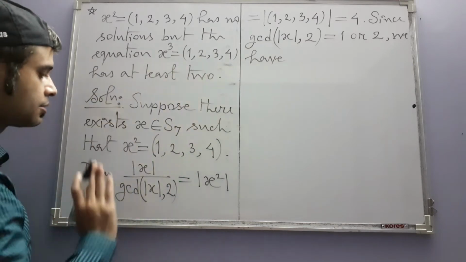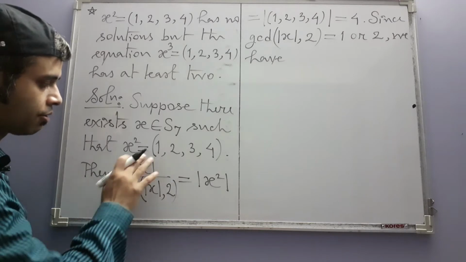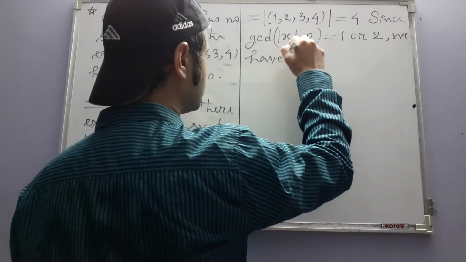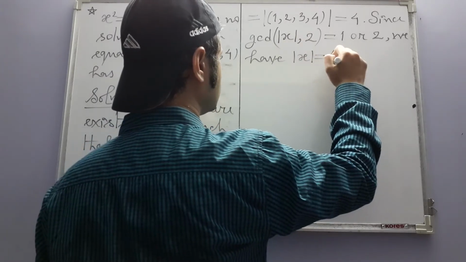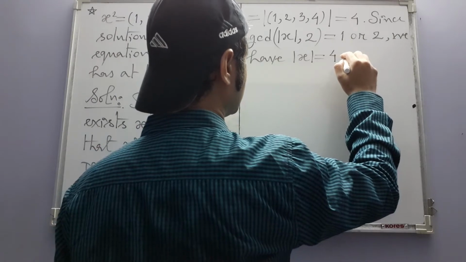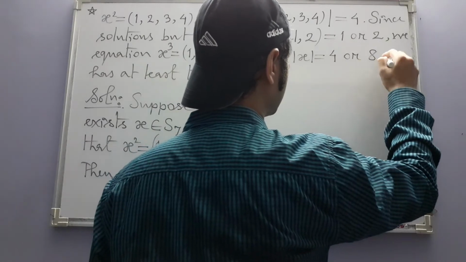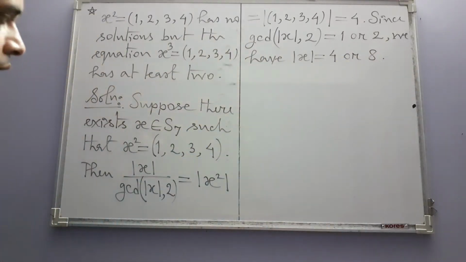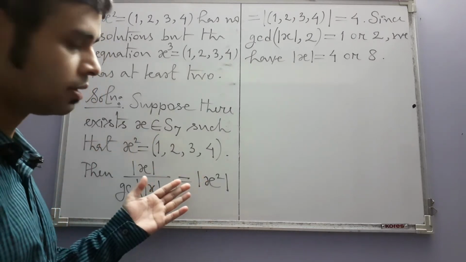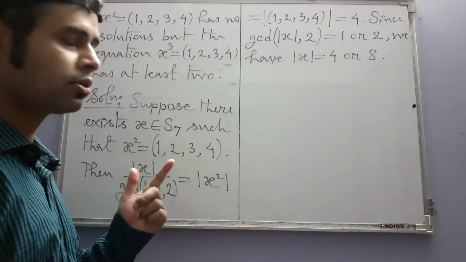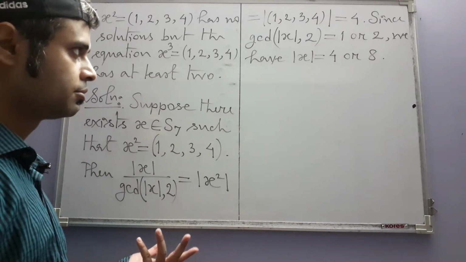So because this is either 1 or 2, we can now exactly say what the order will be in these two cases. When the GCD is 1, the order is 4, and when the GCD is 2, the order is going to be 8. So if there is some element x that satisfies this equation in S7, then its order has to be either 4 or 8. Now we look for elements in S7 of order 4 or 8.